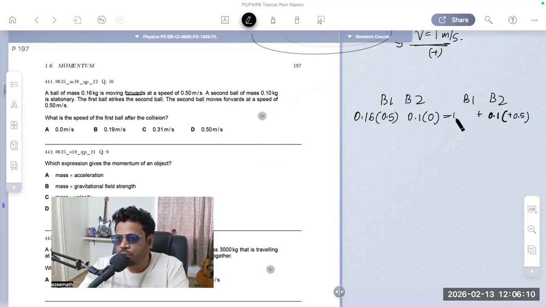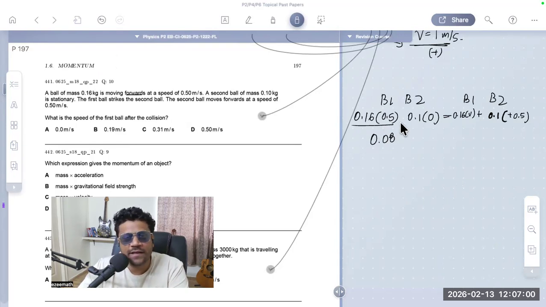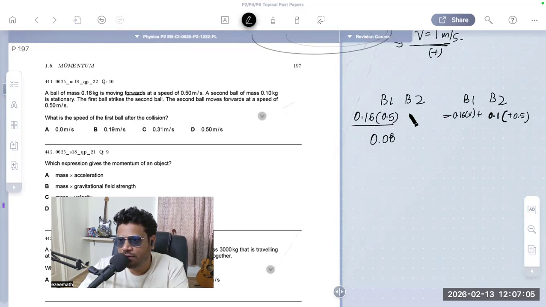So we go 0.16 into V. Okay, these two multiplied, it's going to be 0.16 into 0.5. How much is that? 0.08, I think. Let's see. 0.08 here, and you have a 0 out there. 0.1 into 0 it is. So this thing is a 0.